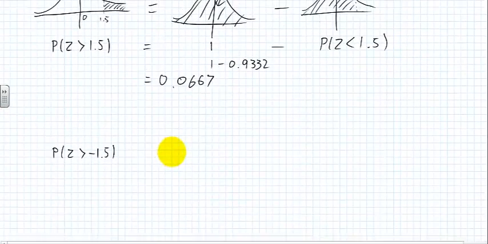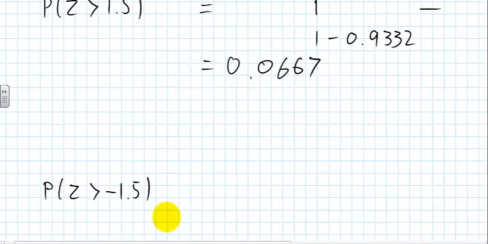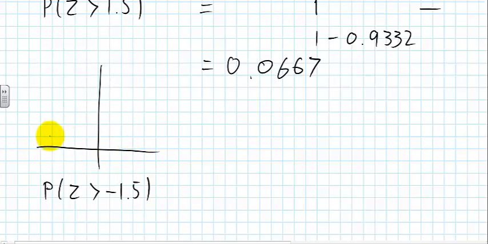Let's have a look at the third example. Probability of z being bigger than minus 1.5. Alright, let's first sketch.